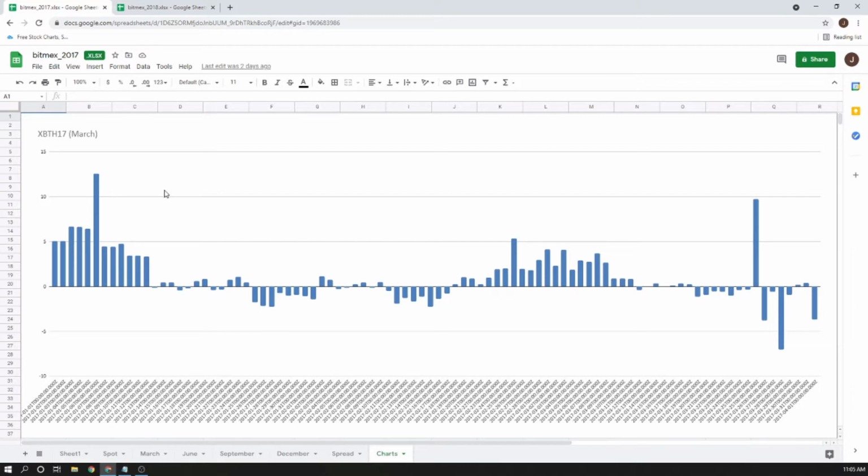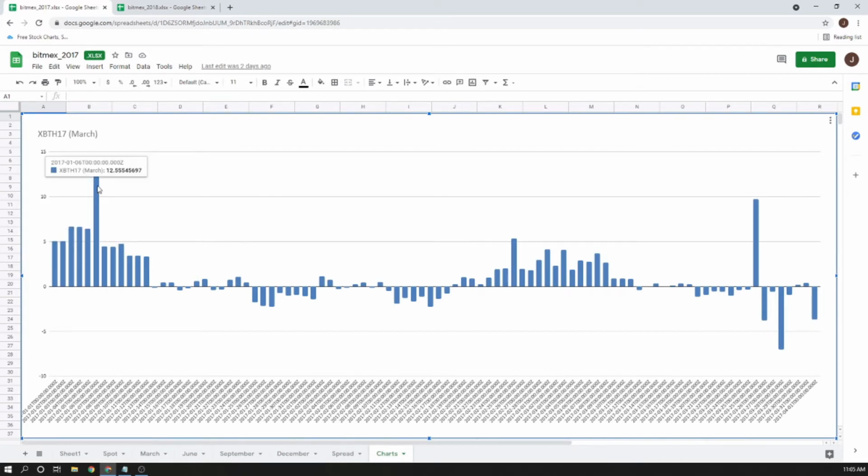So let's begin. The first chart we have is the 2017 March contract. As you can see, the contract began at around a 5% premium, and at one time the gap increased to around 12%. As time passed, the premium was declining, and at some point it was minus 2.2, and again it came back, and again it went down.